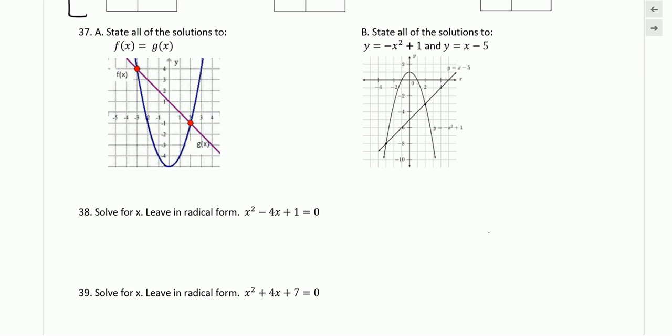State all solutions. We can see where they're crossing. They're highlighted x equals negative 3 and x equals 2. Same idea here, x equals negative 3 and x equals 2.